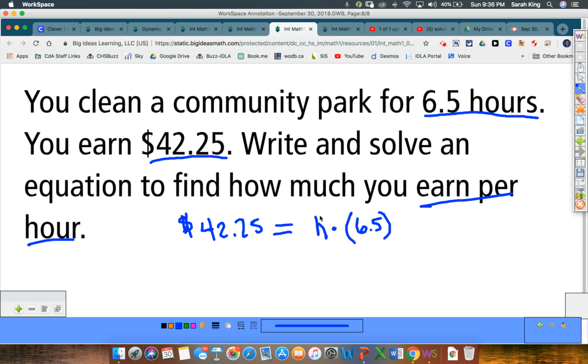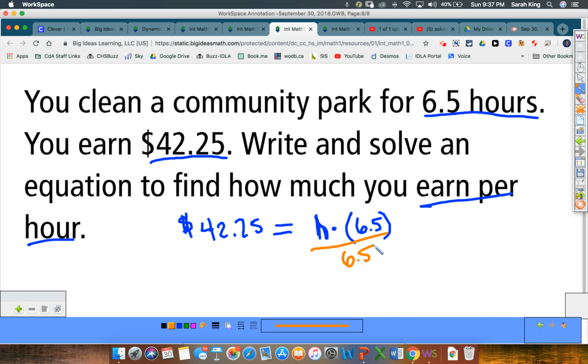So it's actually 6.5 hours multiplied by however much you get paid per hour. I'm giving it an H. You could call it X or whatever you want. Money per hour. I don't know. But this is a pretty common setup where we have a unit rate. We have how much goes by, or how much time, or how many hours in this case.